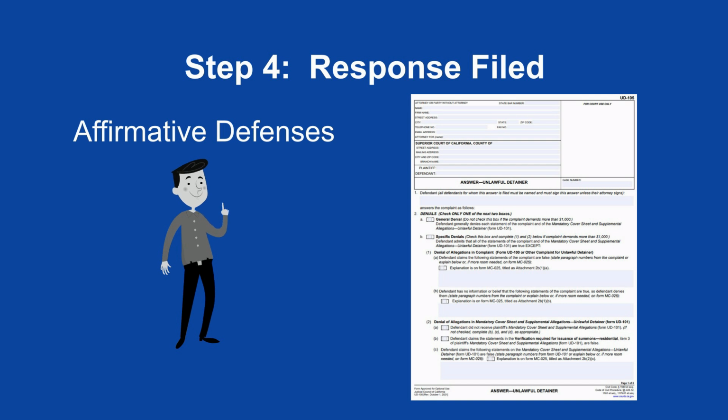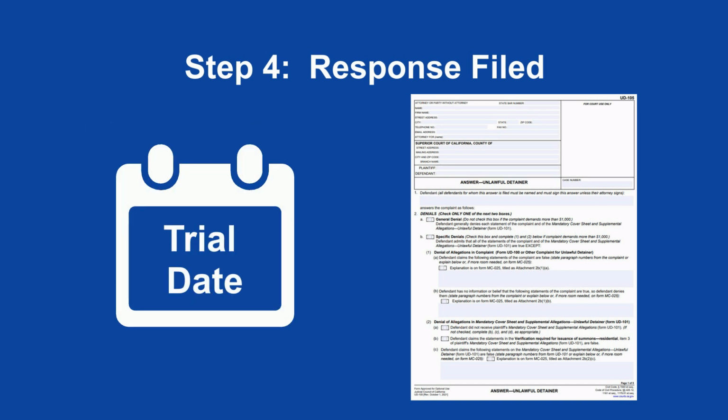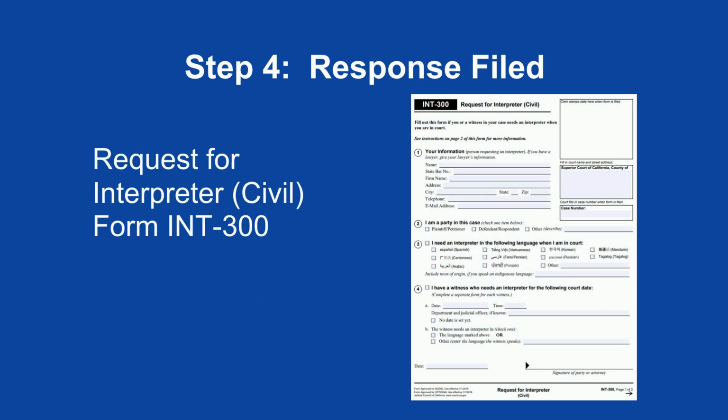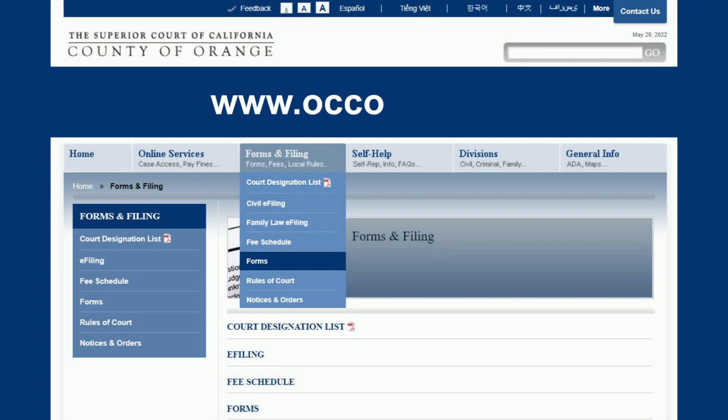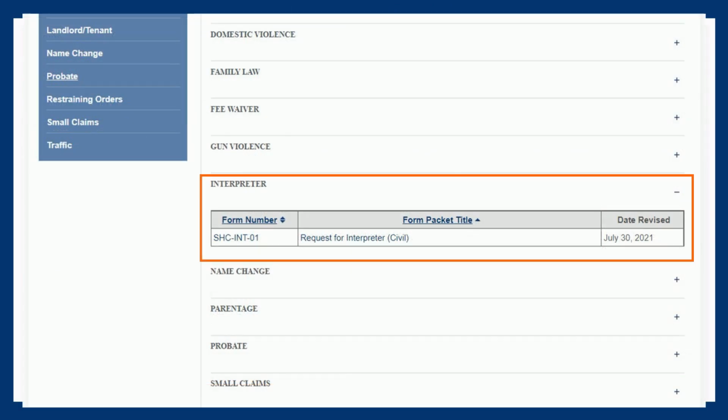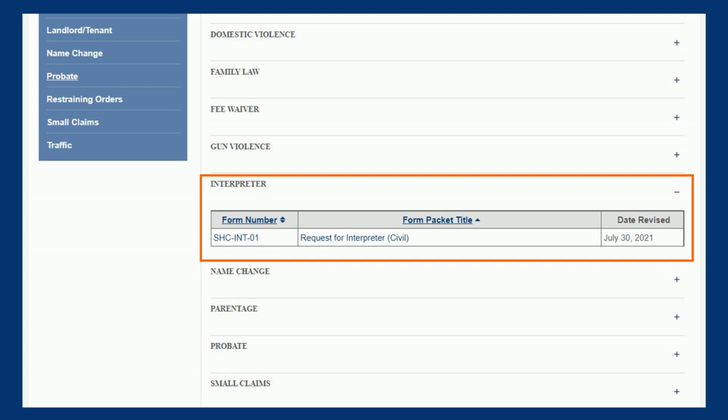If you will need an interpreter on the day of trial, make sure to also file the Request for Interpreter, Civil, Form INT 300. You can find this form online by visiting the court's website at occourts.org, clicking on Forms and Filing, then Forms, Self-Help Form Packets, then Interpreter. Visit the Self-Help Center if you need these forms.